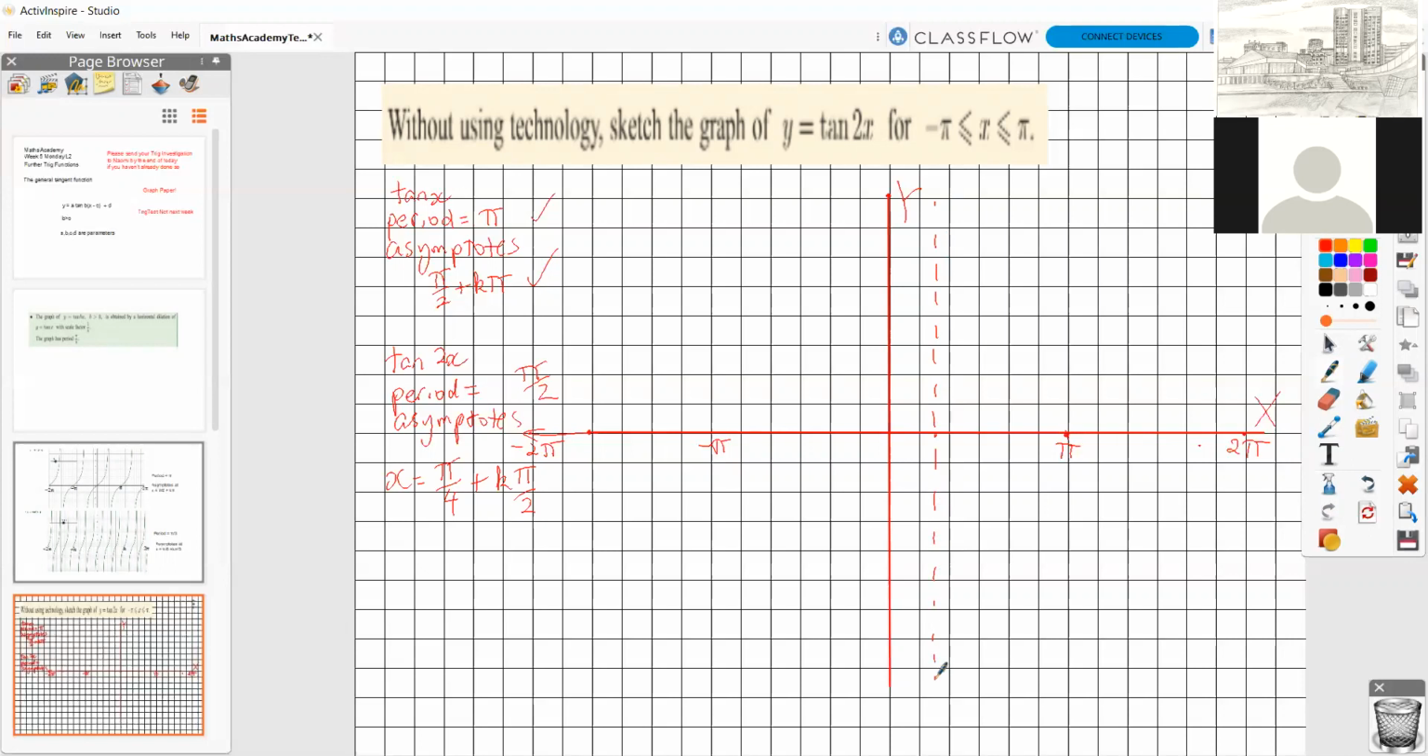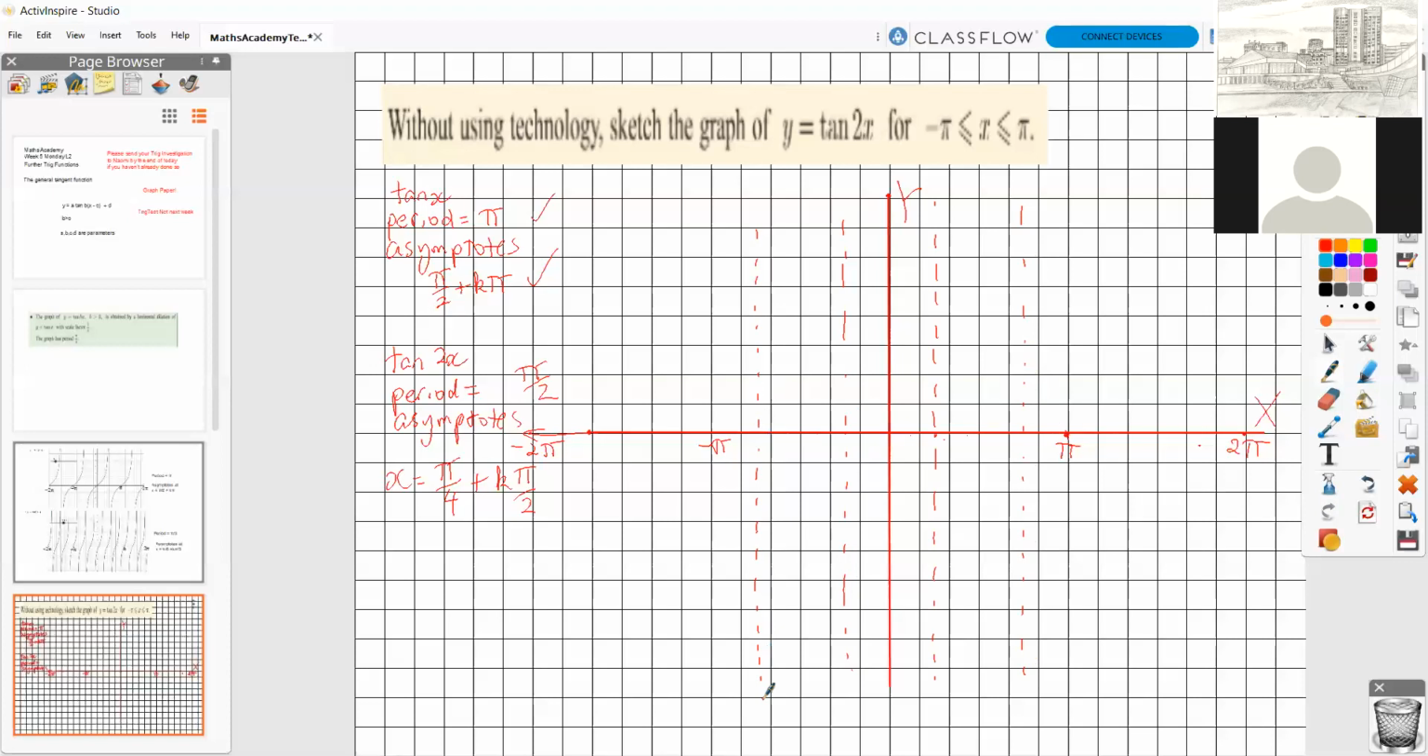The next one occurs pi on 2 along from that. Now pi on 2 is 3 squares, so counting 1, 2, 3 is going to be here. If I need to go on beyond pi, I'd count again 1, 2, 3 squares, but we don't need that. Going back 1, 2, 3 squares, here's another asymptote. Then 1, 2, 3 squares is your last asymptote in the domain that we want. So we've done the asymptotes.